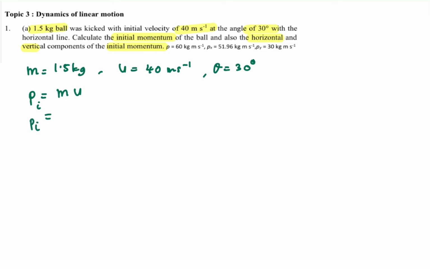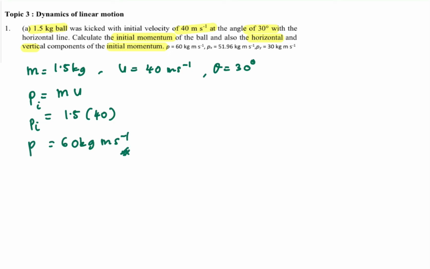So now you have m, mass is 1.5 kilogram, and the initial velocity is 40 meters per second, and the angle will be 30 degrees. So now calculate the initial momentum. Initial momentum will be p_i equal to m times u, 1.5 times 40, where you will get 60 kilogram meters per second.